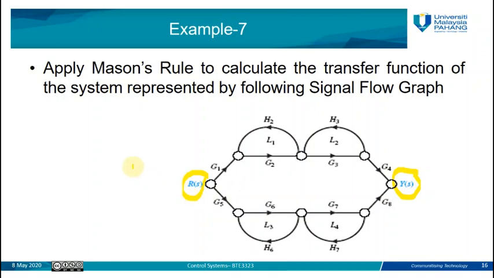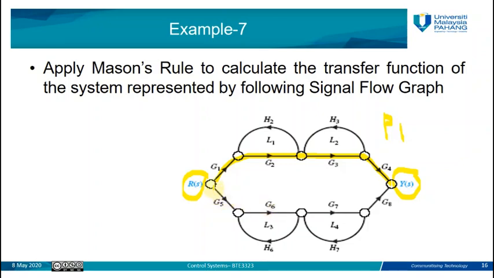In order to use Mason's rule, we need to apply the steps that we learned before. First, we need to know how many forward paths we have in this figure. A forward path is a path which starts at the input point and ends at the output. So this is the input point, and this is the first forward path. Go here, there, there, and again go to Ys. I cannot say this one is forward because it is backward, and this one is also backward. So this is the first path, which is P1.